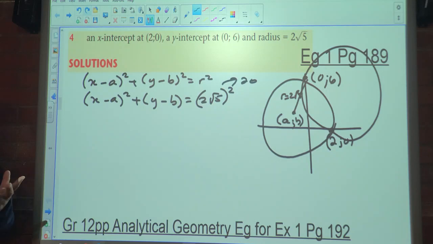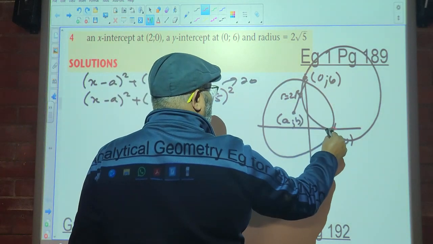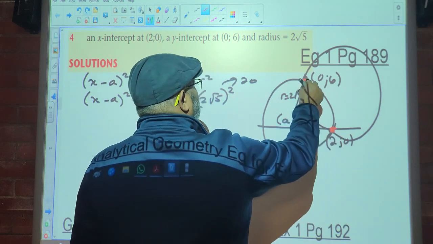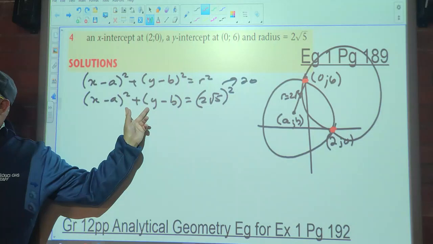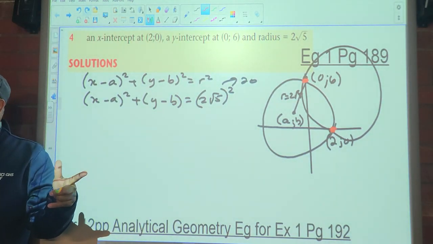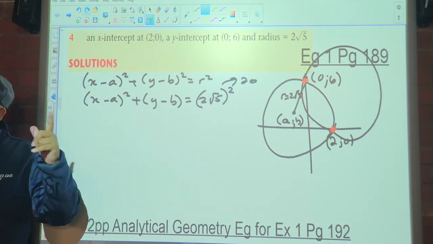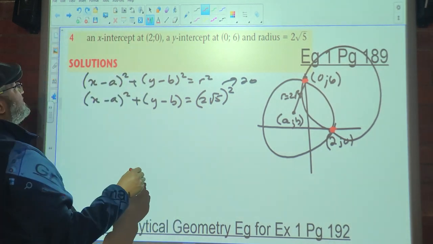What else do we have? We have an x-intercept and we have a y-intercept. Hence, we have two unknowns here that we need to solve, an a and a b. So what does that mean? I'm going into simultaneous equations. Can you see that? So let's go with the first point.